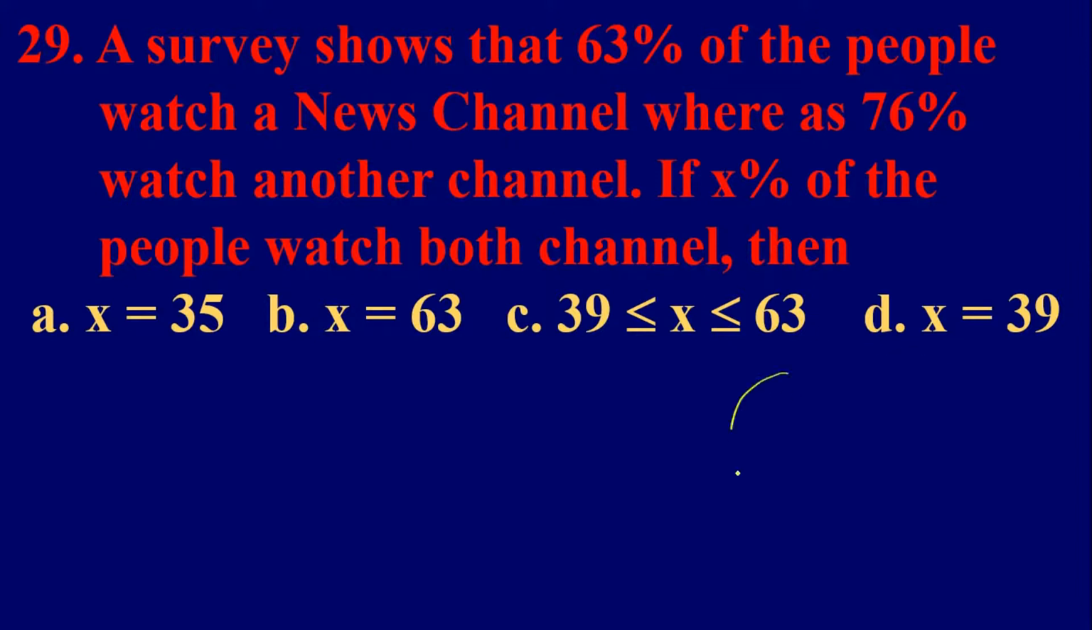So here also, if you want, you can draw a Venn diagram. So we draw the Venn diagram. It is given that X% watch both the channels and 63% watch news channel A. So we can take this as 63 minus X and this as 76 minus X. Now since it is in percentage, the total should be 100 or less than 100 only. So when we add all this, that is 63 minus X plus 76 minus X, it should be less than or equal to 100.